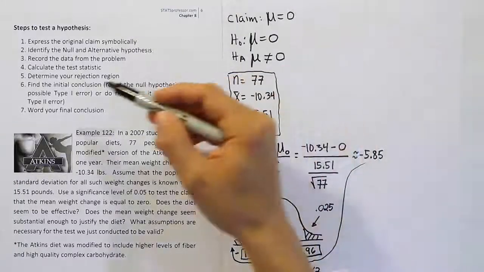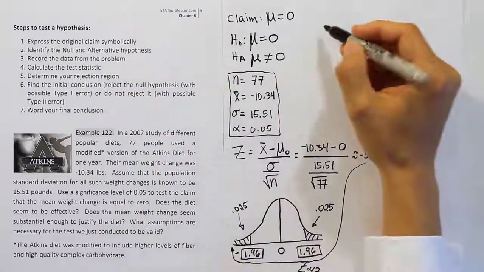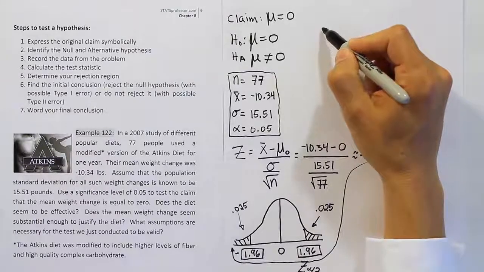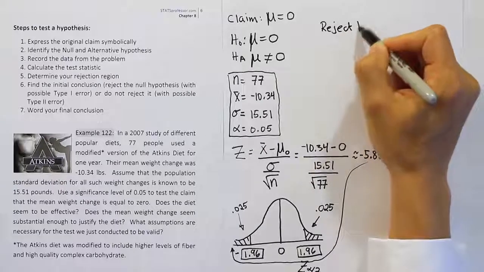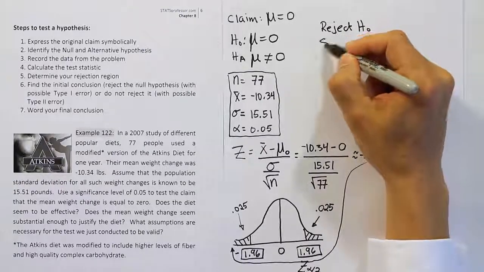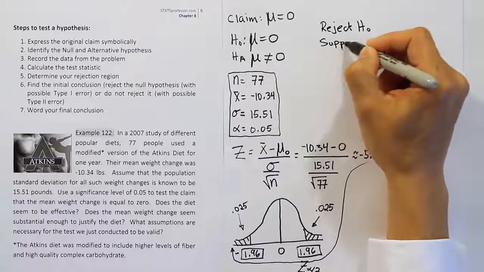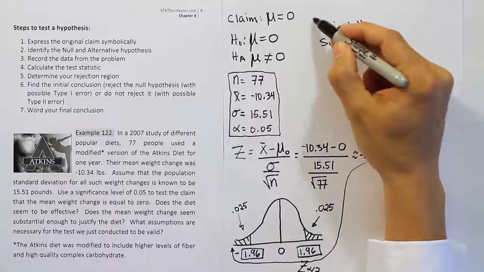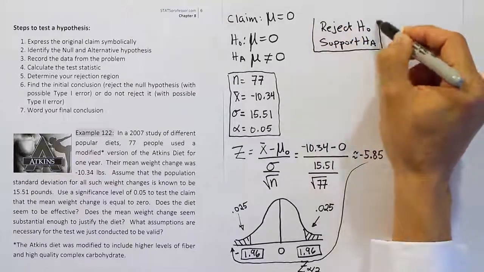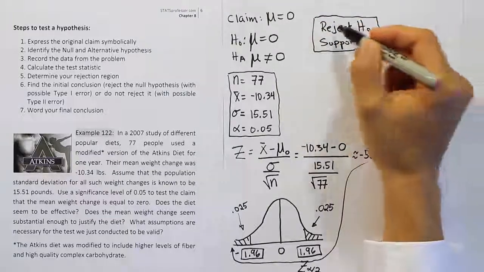So that brings us to step 6, which is our initial conclusion. And what we're going to say here in step 6 is that we should reject the null hypothesis, and therefore, as a partner to that, we're going to support the alternative hypothesis. So keep in mind that these come as a pair, right? You can't get one without the other.